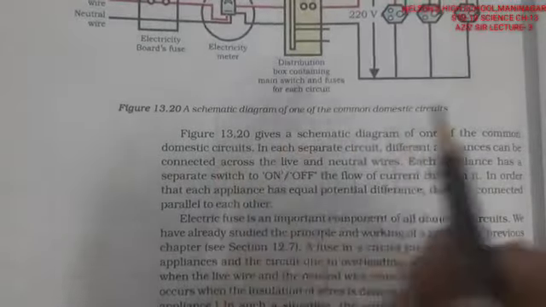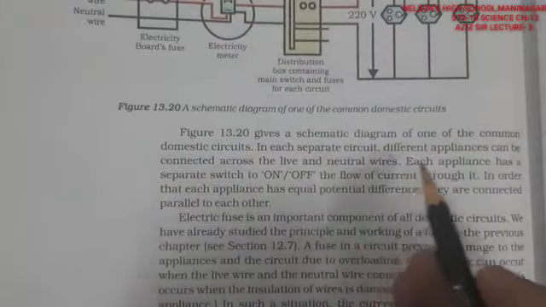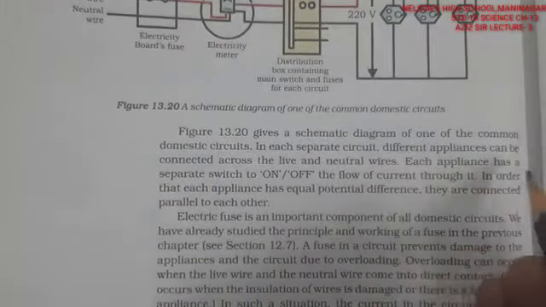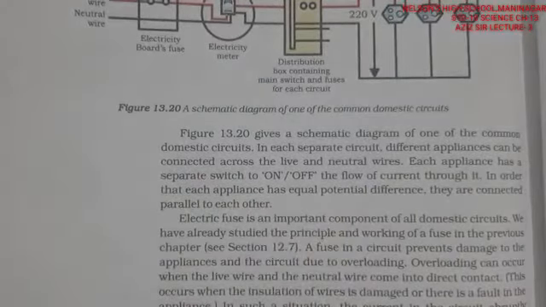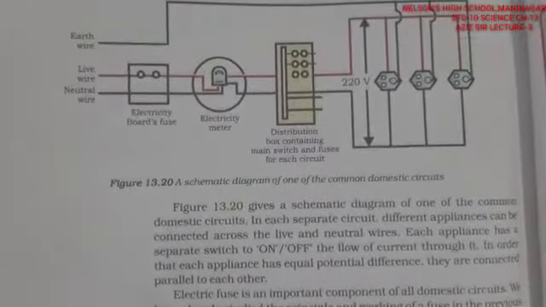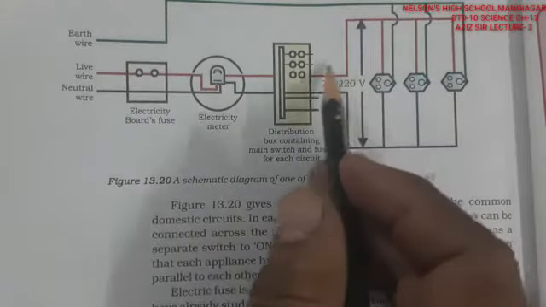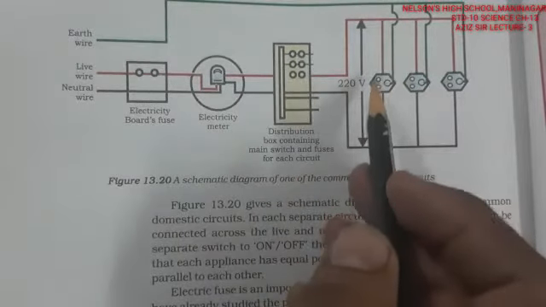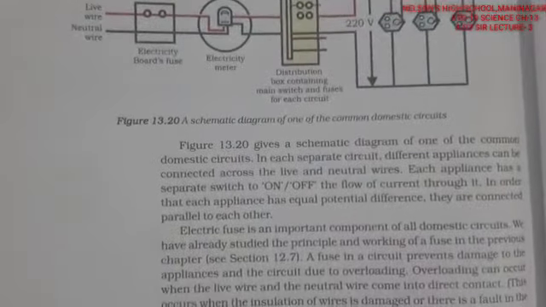So the figure gives a schematic diagram of one of the common domestic circuits. In each separate circuit, different appliances can be connected across the live and the neutral wire. As I explained, it is connected with a live wire which is a red one, and a black wire which is a neutral one. So the current comes from the live wire, passes to an appliance and goes back to the neutral wire, back to the company. This is an on-off switch.